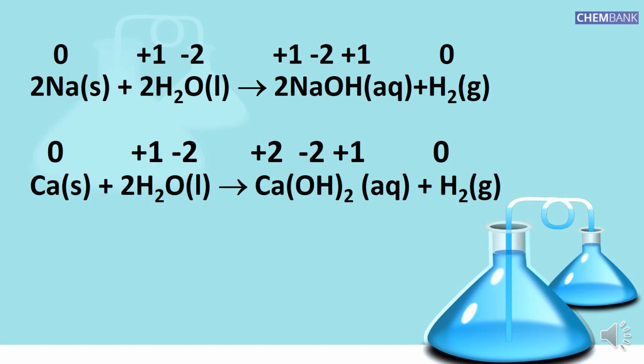All alkali metals and some alkaline earth metals like calcium, strontium, barium displace hydrogen from cold water. So you can see in the first equation the oxidation number of sodium changes from 0 to +1. The oxidation number of hydrogen changes from +1 to 0. So these are redox reactions.